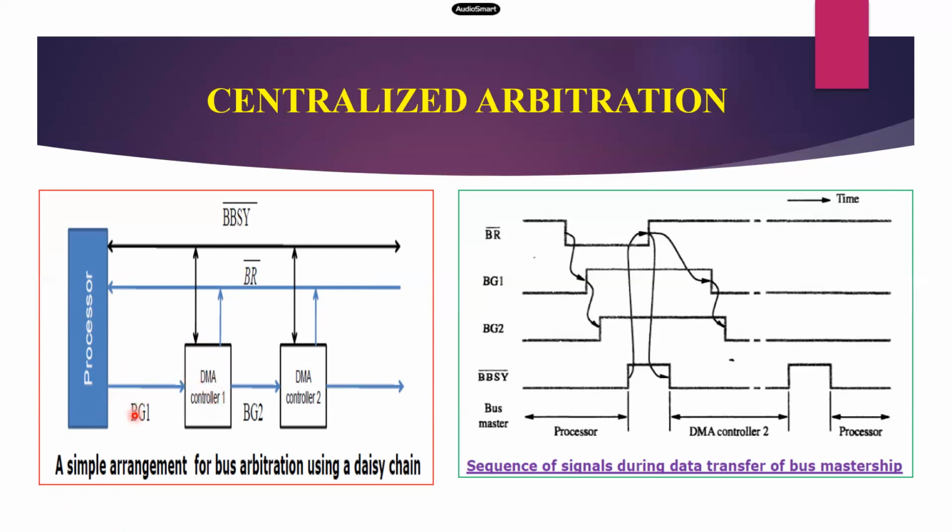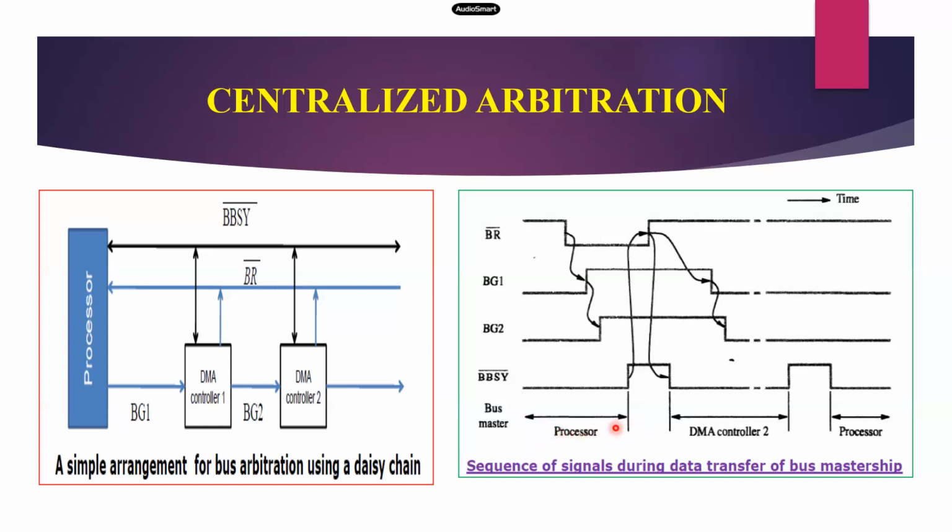Once the DMA controller receives the grant signal, it immediately generates the busy signal to the processor and other devices. What is the purpose of that busy signal? It informs the nearby controller: currently I am using the processor, so no need to send the request signal. After completing the entire operation, the particular DMA controller releases the busy signal, and automatically the remaining controllers keep on sending the request signal to the processor. This is the concept of centralized operation. This is the timing diagram of the centralized operation: bus request, bus grant signal 1, bus grant signal 2, bus busy signal, bus master.